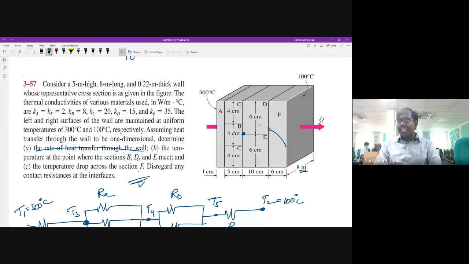So what is the delta T in this? Okay, in the next class, I'll ask you this. Maybe I'll share the solution.